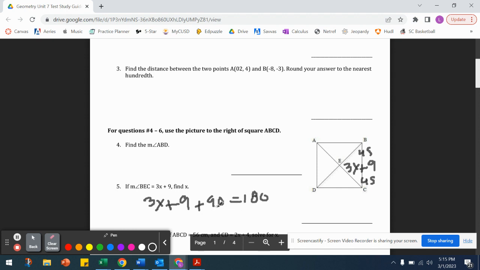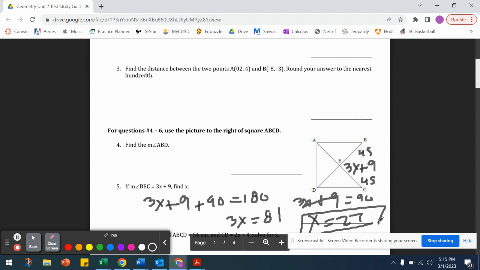Okay, so if I get a 3x plus a 9 equals a 90, and so I'm going to get 3x equals 81. And let's see, 81 divided by 3 is going to mean that my answer is x equals 27.